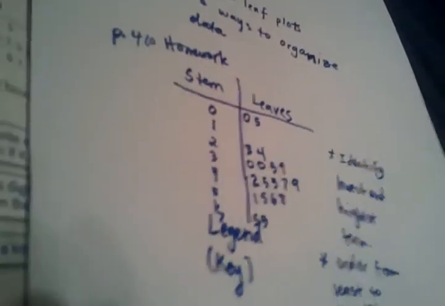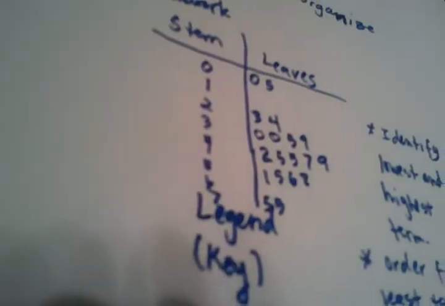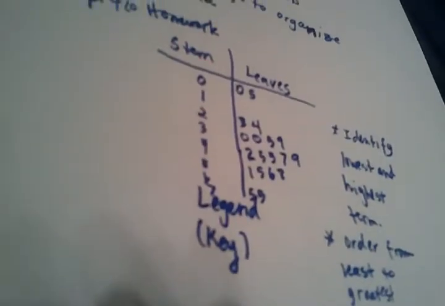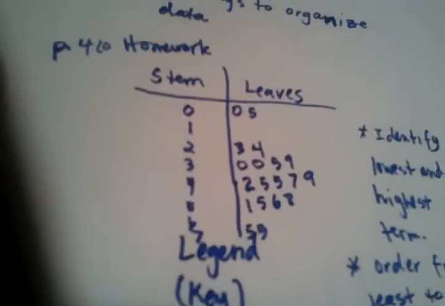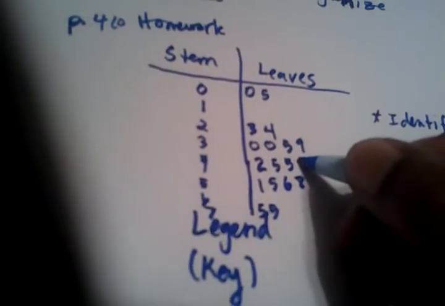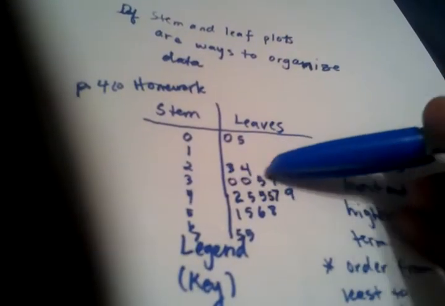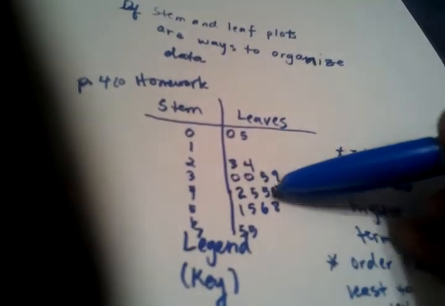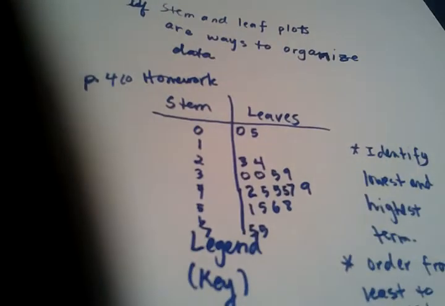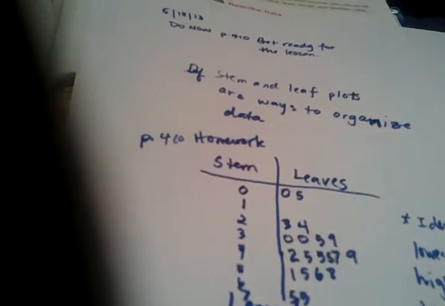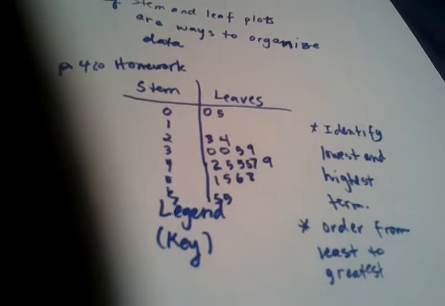Alright, so we need to count these to make sure we have enough numbers. After counting, it looks like I forgot a 45. So we're going to add that 45 in there. So we have 1, 2, 3, 4, 5, 6, 7, 8, 9, 10, 11, 12, 13, 14, 15, 16, 17, 18, 19, 20. So I have all 20.